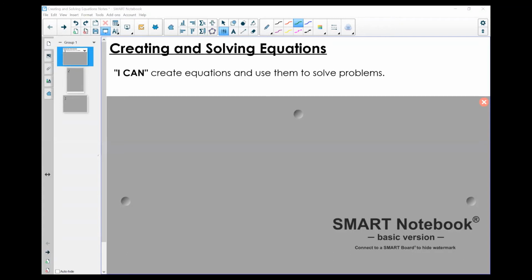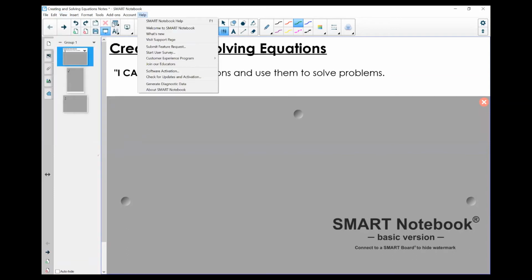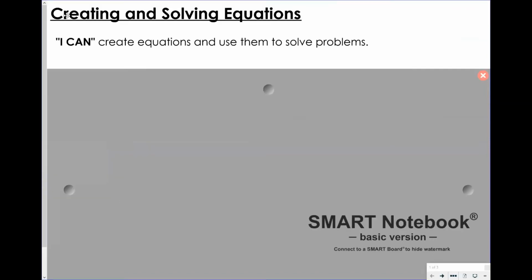And let's dive right into our next set of notes, which is creating and solving equations, okay? So let's get into the fun of that. Creating and solving equations. Here we go. Of course, let me put this to full screen. All right, creating and solving equations.